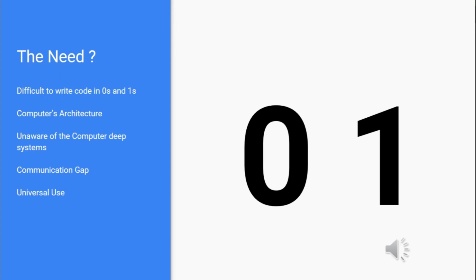Let's go through the summary really quickly. Number one, it's difficult to write code in zeros and ones. Number two, each computer architecture is different, so it's not possible to write code for each computer architecture. That's where the compiler comes in, and it can translate all kinds of human-understandable code into any kind of computer architecture.